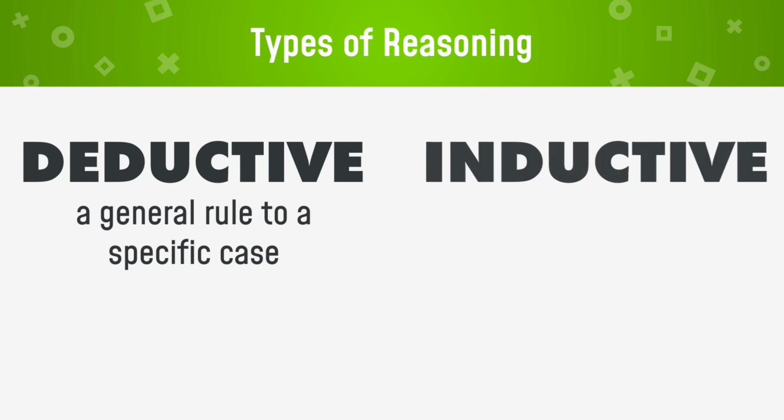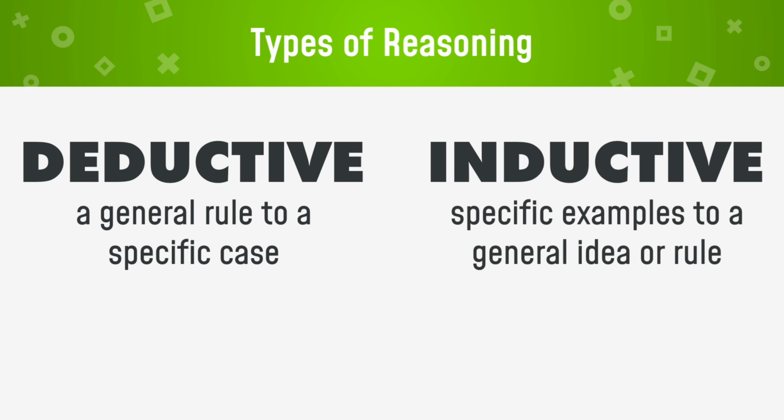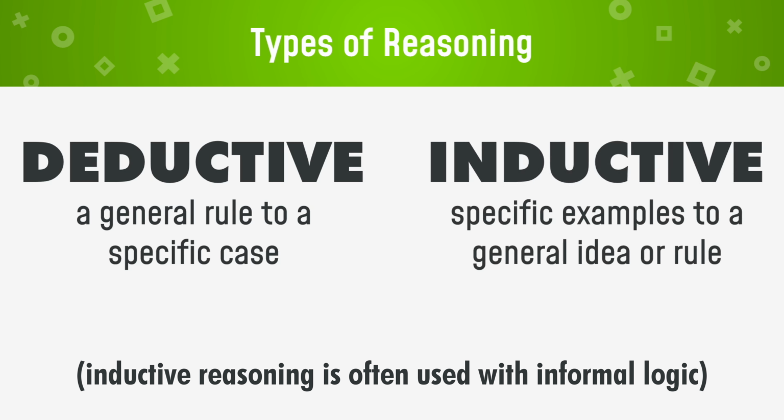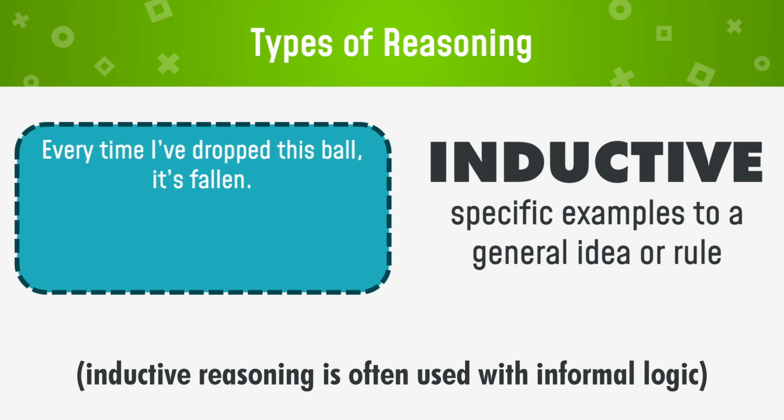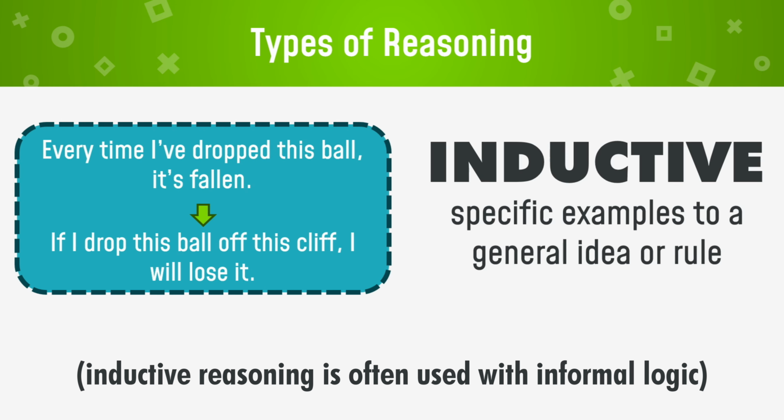Another is inductive, which goes from specific examples to come up with a general idea or rule. Like, every time I've dropped this ball, it's fallen to the ground. This is an example of a situation. My conclusion? If I drop this ball off this cliff, I will lose it.